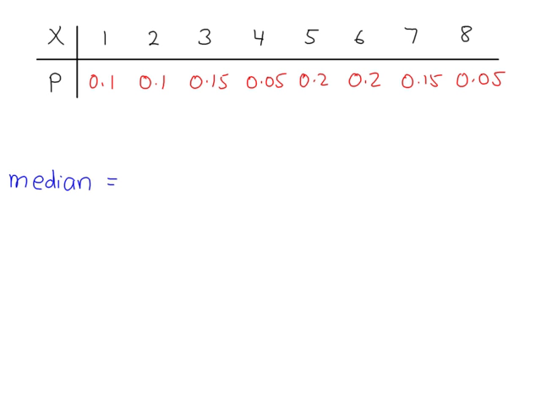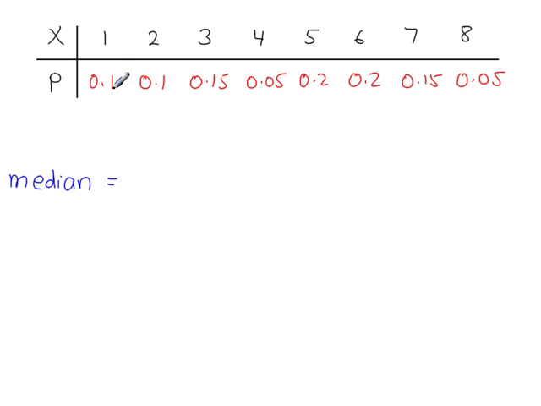The median for a set of numbers divides the numbers into two equal halves. When we look at probability, the median divides the total probability into two equal halves, and total probability is equal to 1, so you have 0.5 and 0.5.